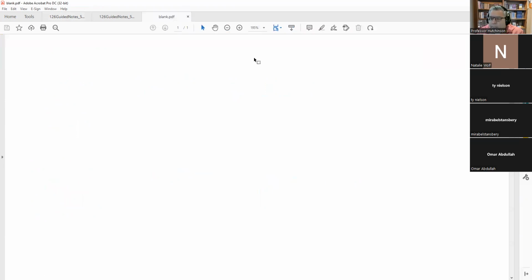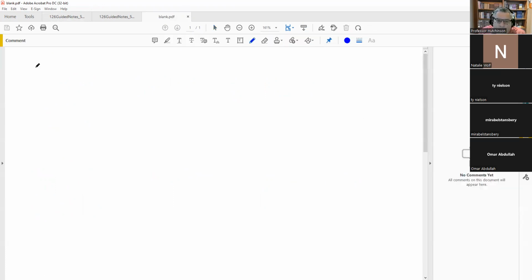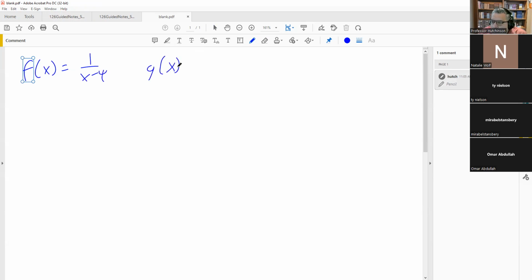Okay, so this homework problem I'm going to do for you now is coming off of MyOpenMath. This problem says f of x is equal to 1 over x minus 4, and g of x is equal to 4 over x plus 3. So part A is asking you to find f of g of x, and also it's asking you to find the domain of f of g of x.